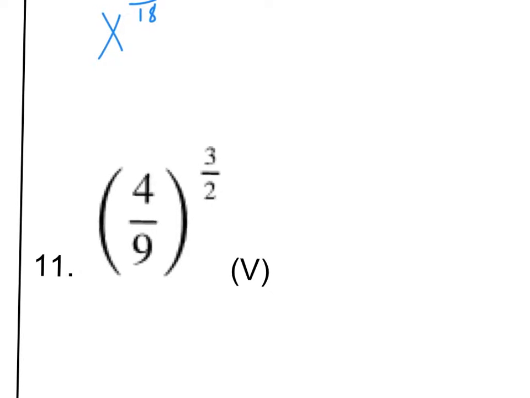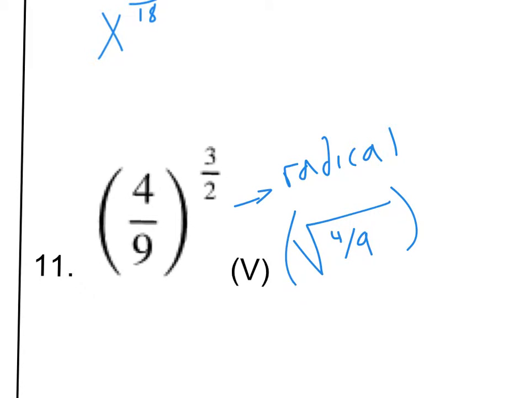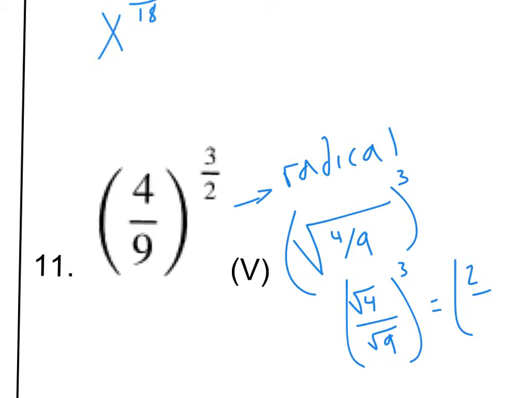It's a little bit different for number 11, where we have some things that we might be able to reduce. I'm going to write this as a radical, just to make this a little bit easier for me to see what's going on here. Although if you type this into your calculator, you will get the right answer, and I would be okay with that, to be honest. But here we've got the square root of 4 over 9, and then whatever we get to the third power. That's the same thing as saying the square root of 4 over the square root of 9, and then to the third power. Square root of 4 is 2, square root of 9 is 3. To the third power, we get 8 over 27.